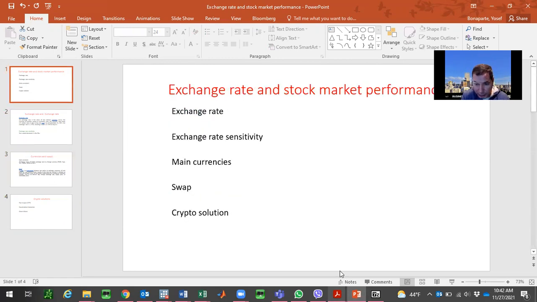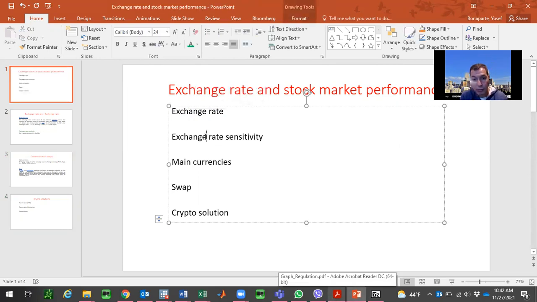Let me summarize everything before we go. Today's class was exchange rate and stock market performance. We have exchange rate. We have exchange rate sensitivity. We talked about main currencies and swap. For the swap, you have to forecast your excess revenue, or the swap volume, which is revenue minus cost of revenue. And then based on that, you do the swap.